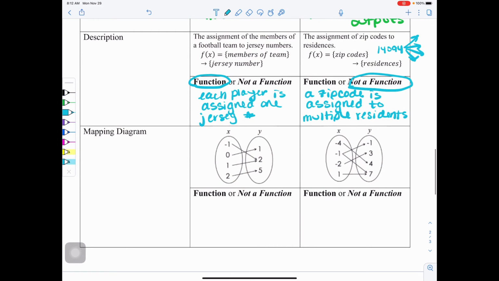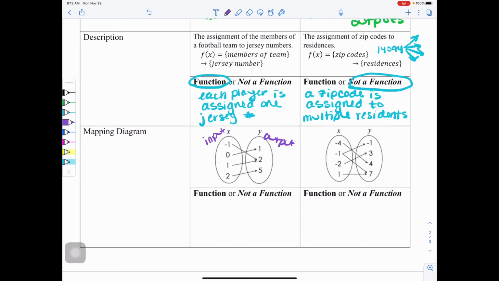Now, the last one I want to talk about within this is a mapping diagram, which you've actually seen me draw in a couple places to help me figure out if something was a function or not. And that's something you can do as well. You can use the mapping diagram in other situations to help you determine function or not a function. When you're looking at a mapping diagram, you want to make sure that the x side, which again is the input, only has one arrow coming from each element inside, matching with an output in the y section.